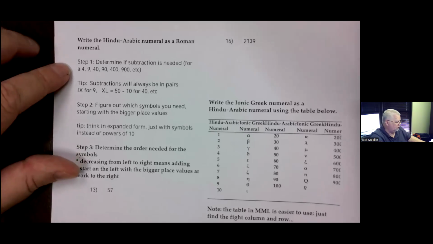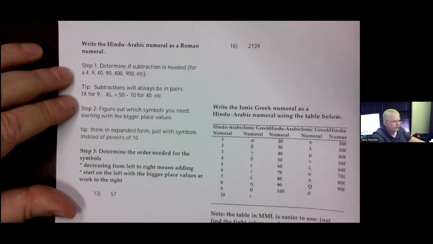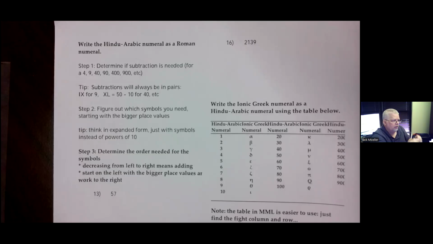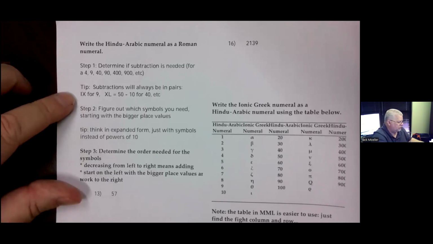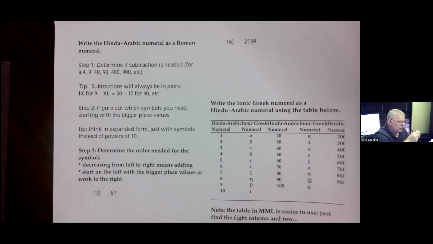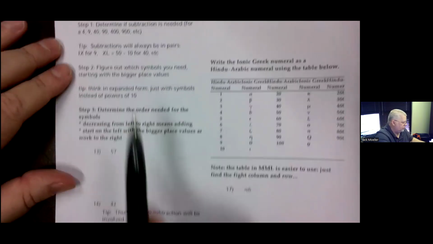Well, first of all, what I would look for, and you can do these a little bit out of order, is whether there's any subtraction needed. If there's subtraction needed, then I need to figure out those pairs that I'm going to have to subtract. To me, those will be tied together. You're going to subtract if you have a 4 or 9 anywhere.